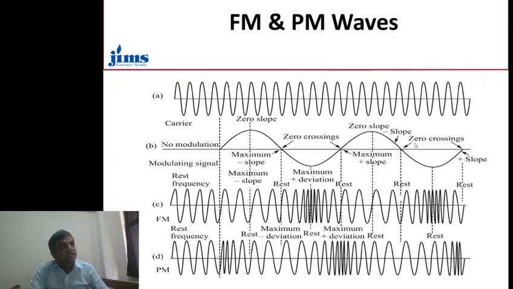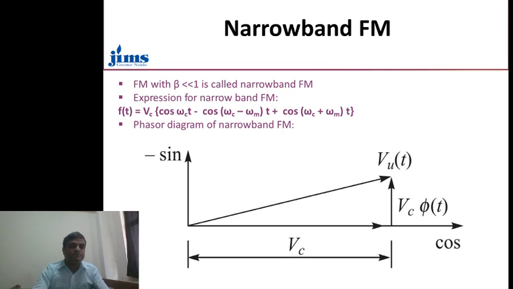It means to clearly identify FM and PM waveforms, we need to draw the carrier, then the modulating signal, then we mark the points of maximum slope, minimum slope and zero crossing. Then we draw FM and PM. Then we are able to identify which waveform is FM and which waveform is PM. But once we remove the references, we are not able to identify PM and FM separately.